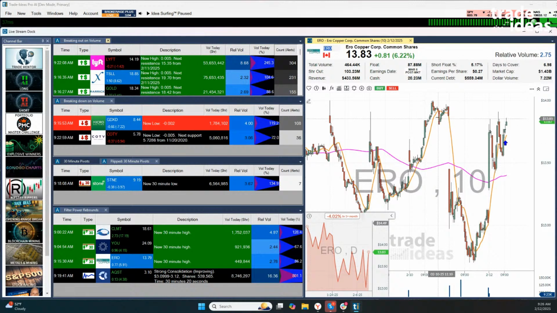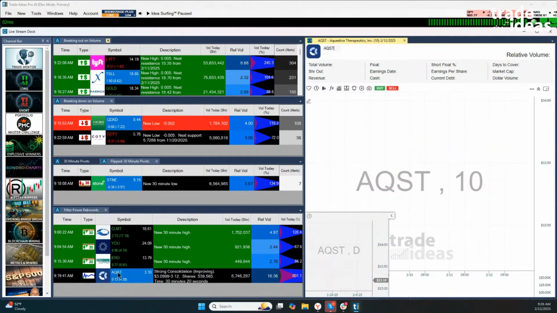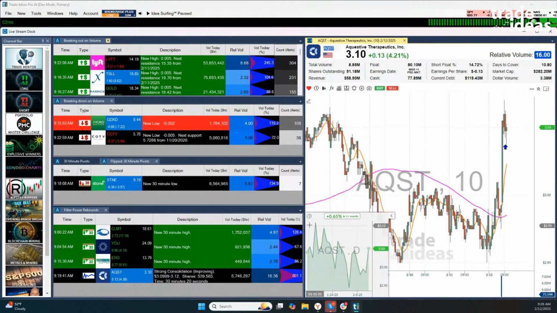ERO, gap higher again from 14, traded all the way down to 13 and is rebounding. Okay, and then this one was a 3, traded all the way down and is rebounding. Big volume right here, 15 times. Let's discuss how I did this. How did I make this rebound possible?